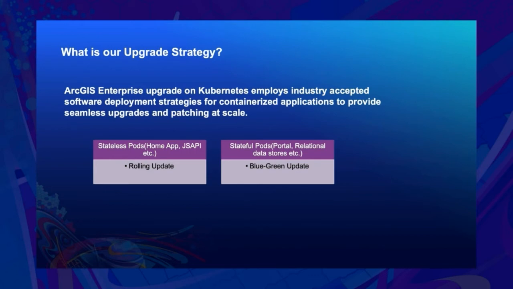We will talk about them in a minute. Now, all the pods in the enterprise can be classified as stateless or stateful. Stateless pods, like Home App and JavaScript API, are the ones which do not persist any state, whereas stateful pods are the ones which are tightly coupled with some state, like admin or portal, or they store state, like data stores. Stateless pods use rolling updates and stateful pods use blue-green update to upgrade from one version to another.